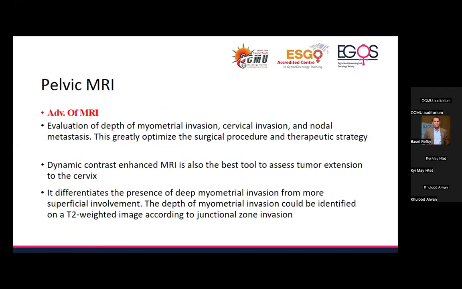The second investigation is MRI. MRI is more sensitive than transvaginal sonography to comment on the depth of myometrial invasion, if associated with cervical invasion or nodal metastasis. Dynamic MRI enhancement is also the best tool to assess tumor extension to the cervix. We will differentiate between the presence of deep myometrial invasion and more superficial involvement.